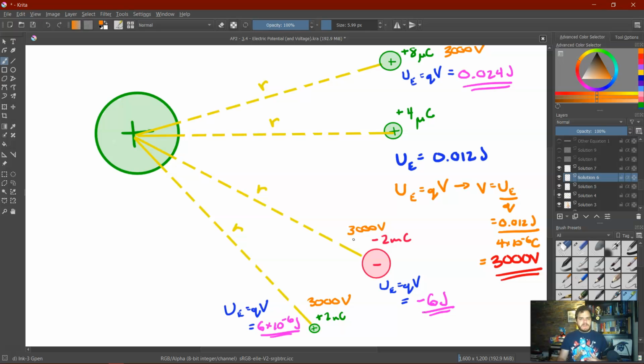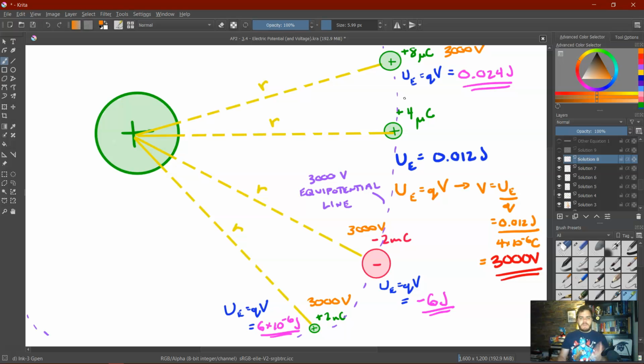And so something that we can say about this is that at any point that is this distance r away from the big charge, we could connect all those points together in a really big circle, and we would call this an equipotential line. So equipotential meaning it has the same electric potential at every point on that line. And we would specifically say it's the 3000 volt equipotential line.